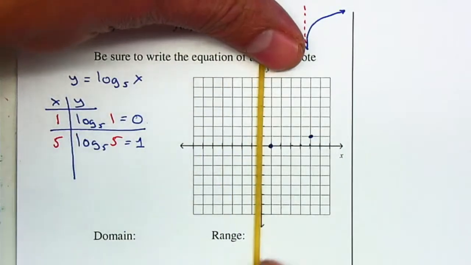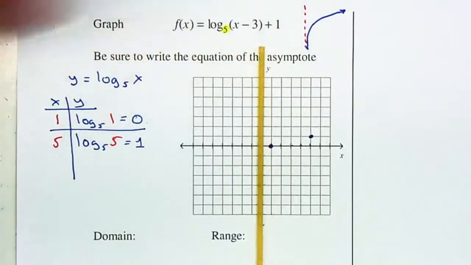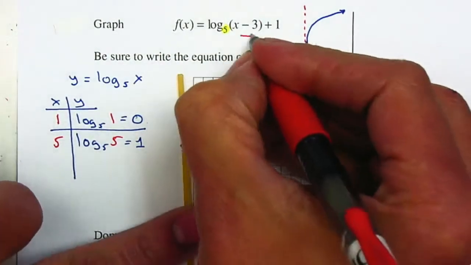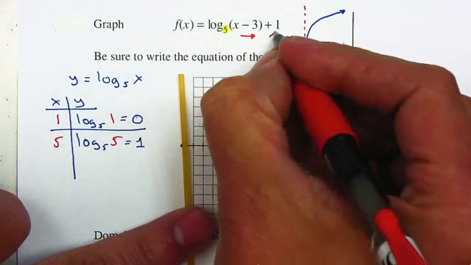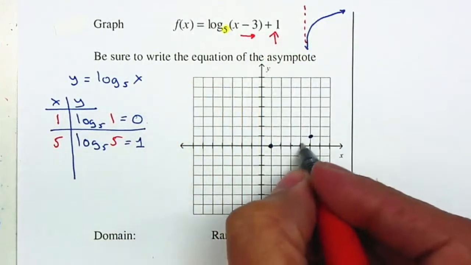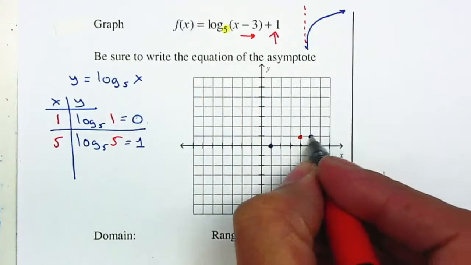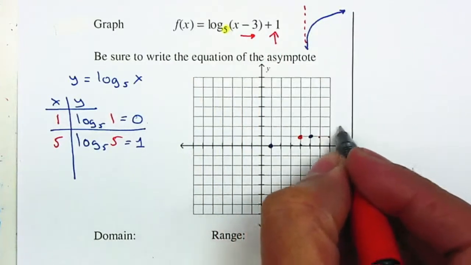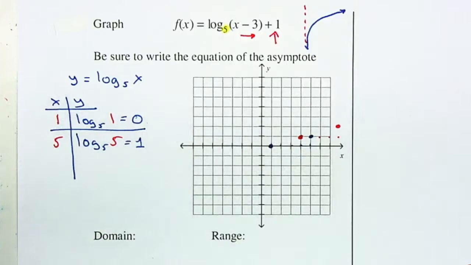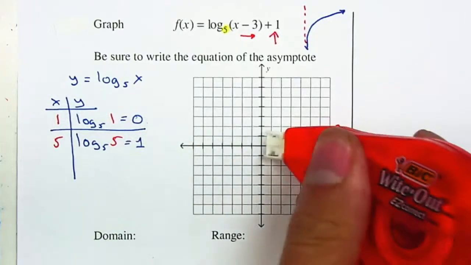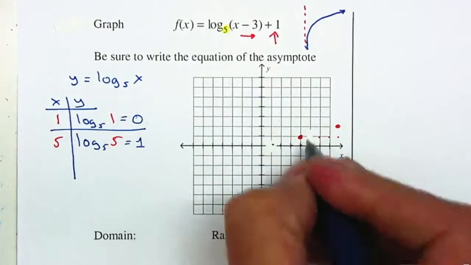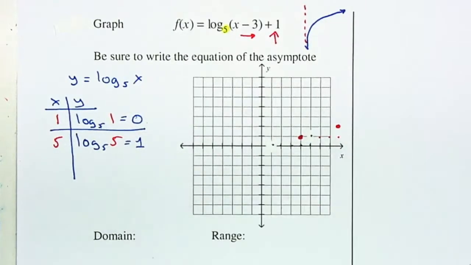But now I need to do a shift. That negative 3 is going to shift it to the right 3, and my 1 is going to shift it up 1. So therefore, each point will be shifted to the right 3: 1, 2, 3, and up 1. This point will be shifted 1, 2, 3, and up 1. And you can go ahead and erase your previous points. They're still kind of there, but we're not going to use them for the graph.